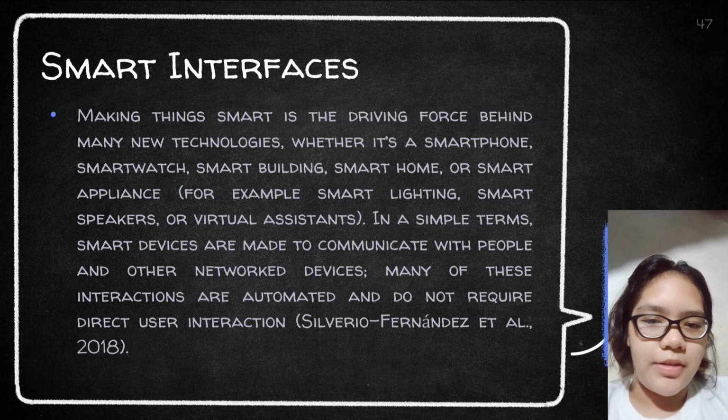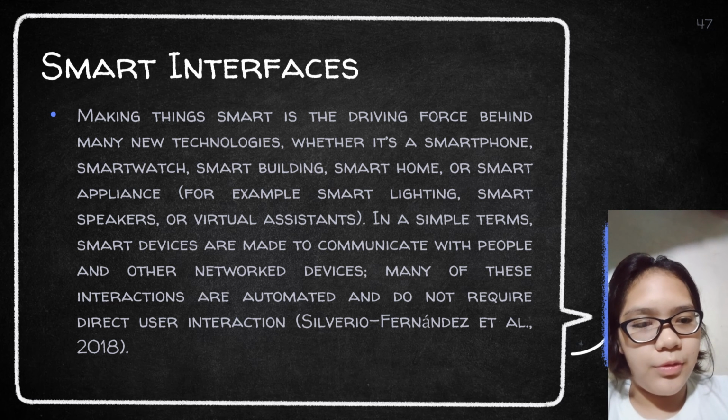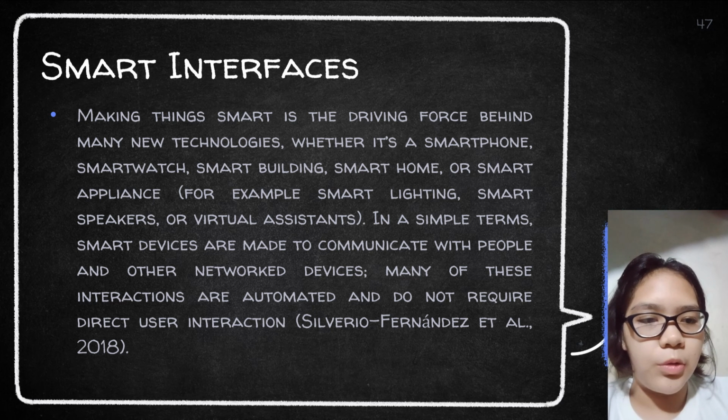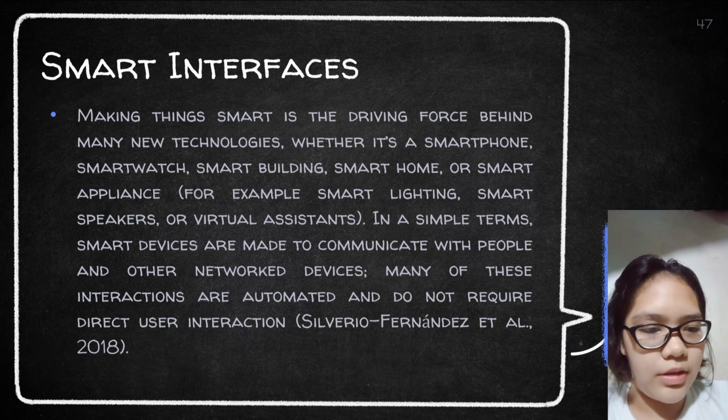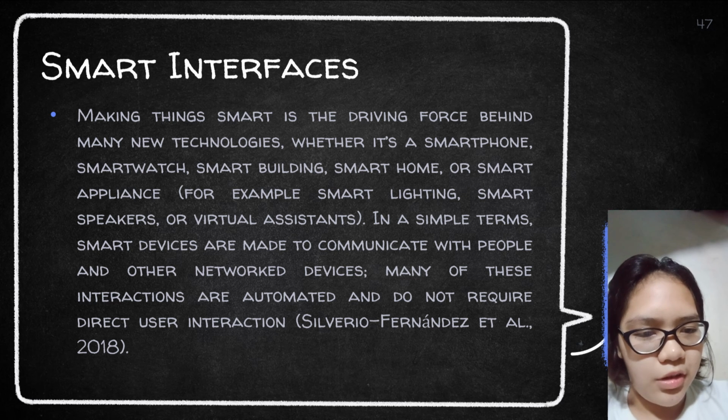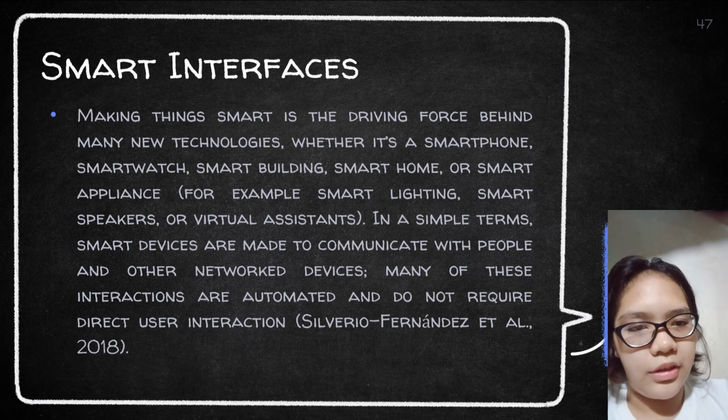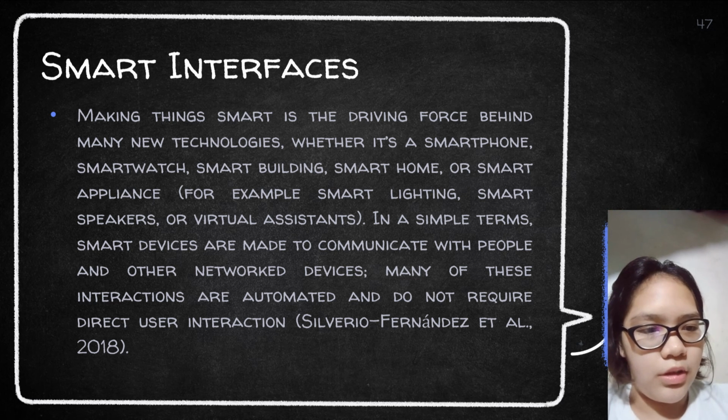Smart interfaces. Making things smart is the driving force behind many new technologies, whether it's a smartphone, smartwatch, smart building, smart home, or smart appliance. For example, smart lighting, smart speakers, or virtual assistants. In simple terms, smart devices are made to communicate with people and other network devices. Many of these interactions are automated and do not require direct user interaction. The goal is to make them context aware.